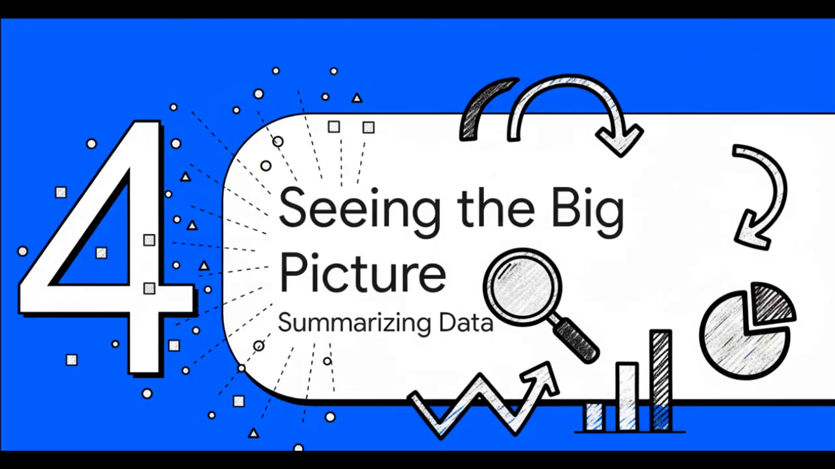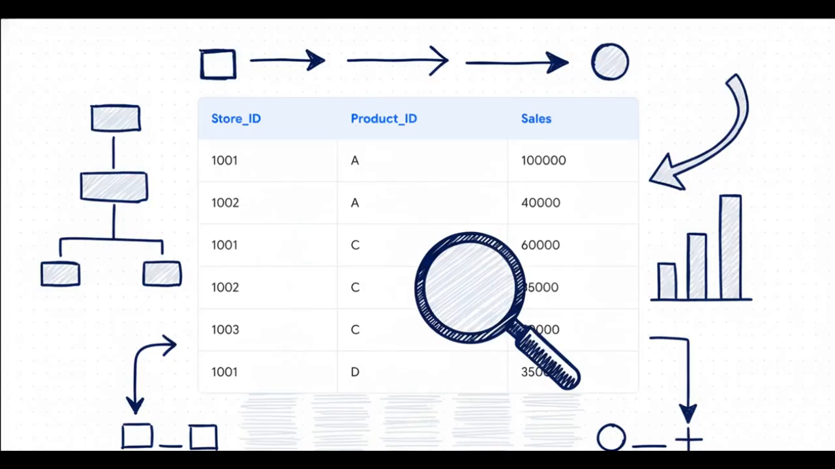Okay, so we've wrangled our messy data, we've handled the nothing problem. Now for the really fun part, the payoff. This is where we use SQL to take all those millions of tiny data points and finally see the big picture. This is where the real insights are hiding. So here's a little peek at some raw sales data. Each line is just one transaction. Now, here's the thing. Imagine this table doesn't have 6 rows. Imagine it has 60 million rows.